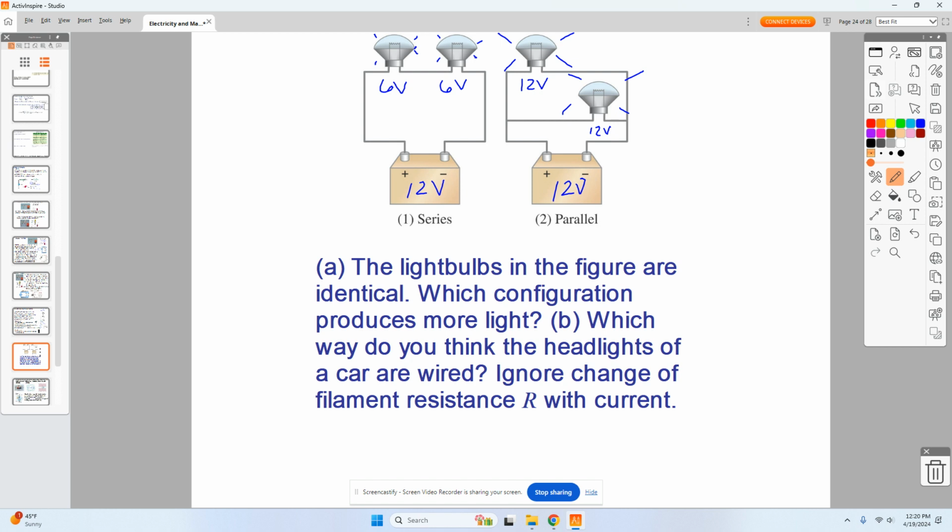How is your car wired? Your headlights of your car, would you say they're wired in series or in parallel? How do you know? If one headlight goes out, the other one stays on. So that's just an application for wiring things in series versus parallel.